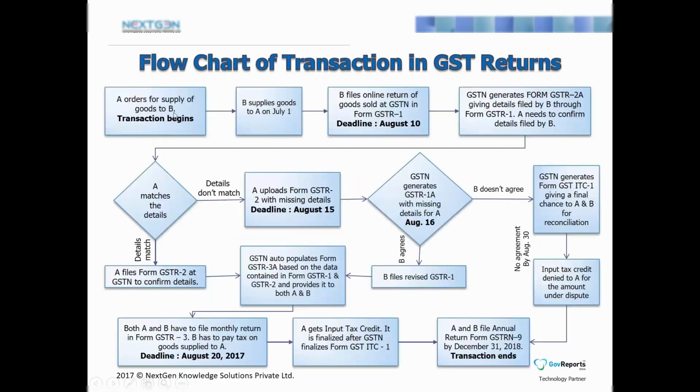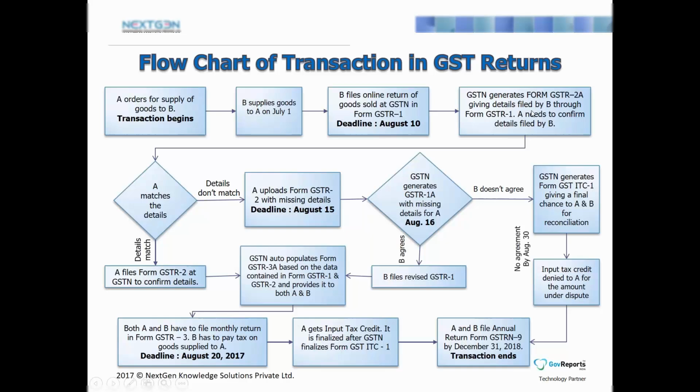Now here we have the flow chart which explains the movement of one single transaction in GST returns which we have discussed in the earlier slide. A orders for supply of goods to B. So here the transaction begins. Then B supplies goods to A, for example say on July 1. Then B files an online return of goods sold at GSTN in the form of GSTR 1. Remember, only data of sales is being submitted to GSTN portal. So the deadline for submission of GSTR 1 is August 10.